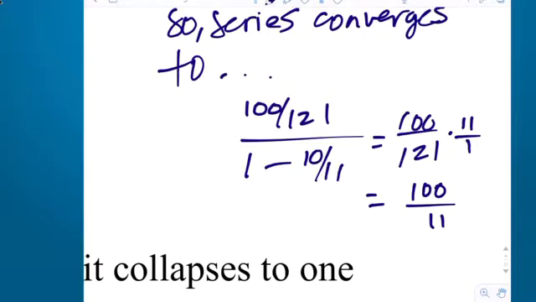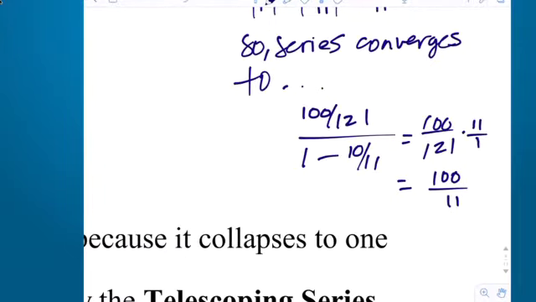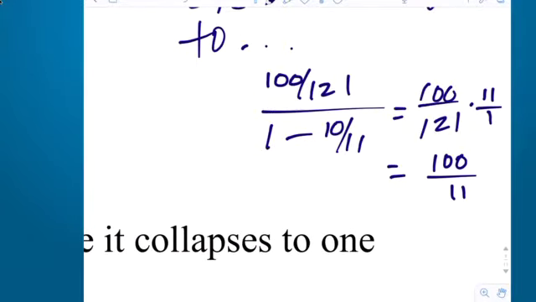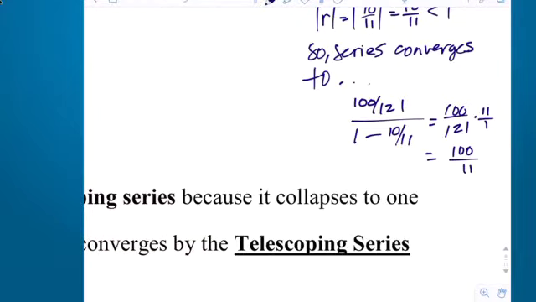Divides out. So the infinite geometric series, when it converges, will converge to a number that we can compute. And these make good non-calculator multiple choice questions, all right? And it's one of the few that we can actually find the sum of.